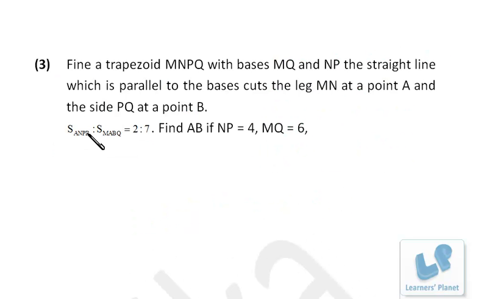Now let's try this problem. Find a trapezium MNQP with bases NQ and NP. The straight line which is parallel to the bases cuts the legs at points A and B, and the areas of both the parts are given. Find AB if NP is equal to 4 and MQ is equal to 6. I'll draw the diagram.